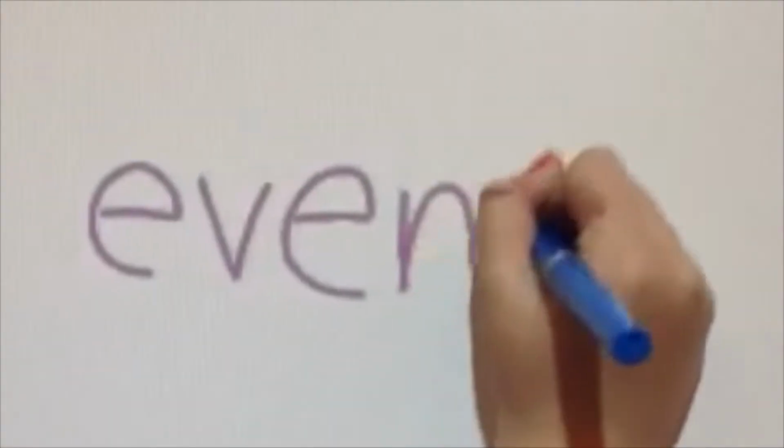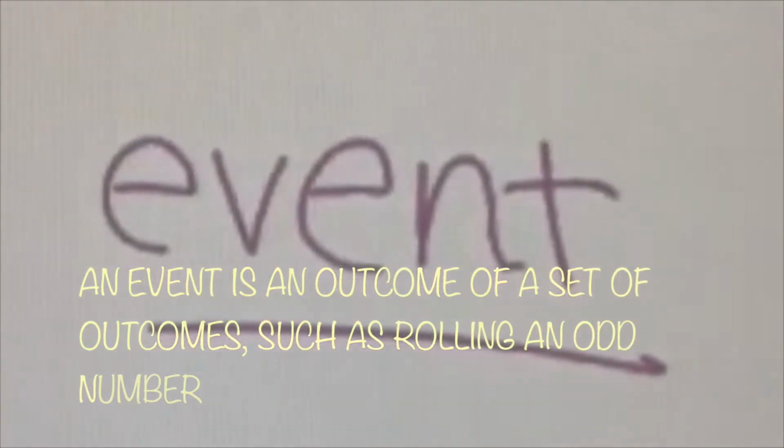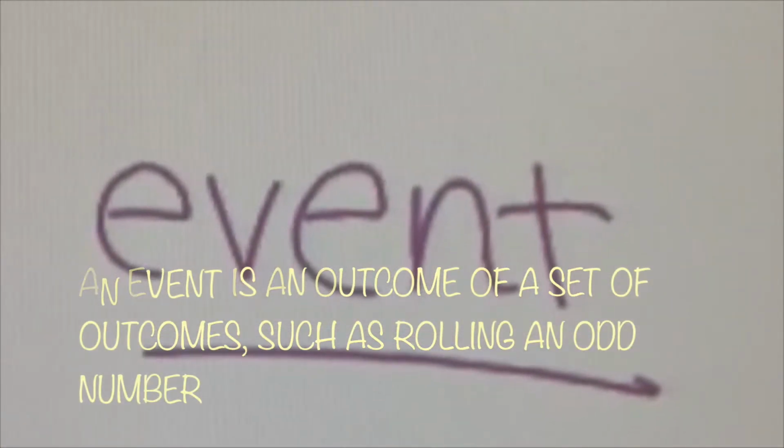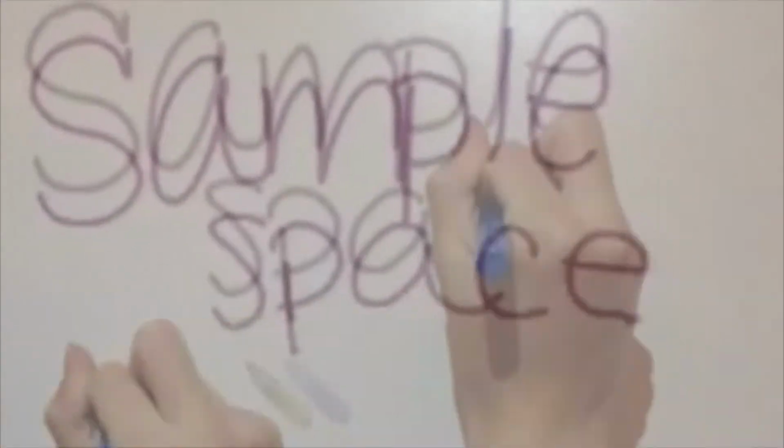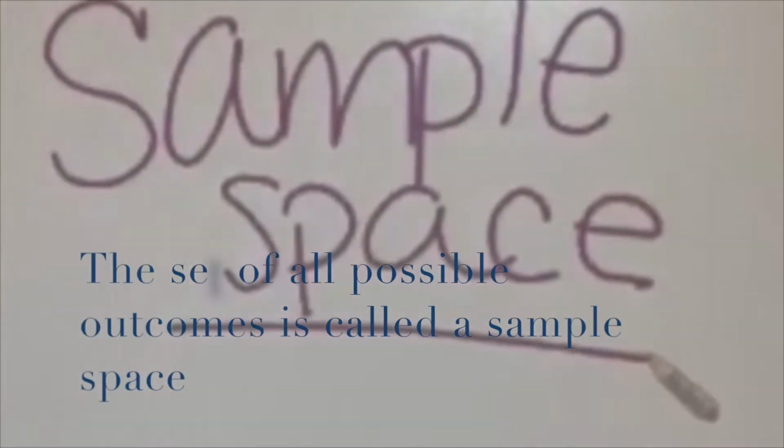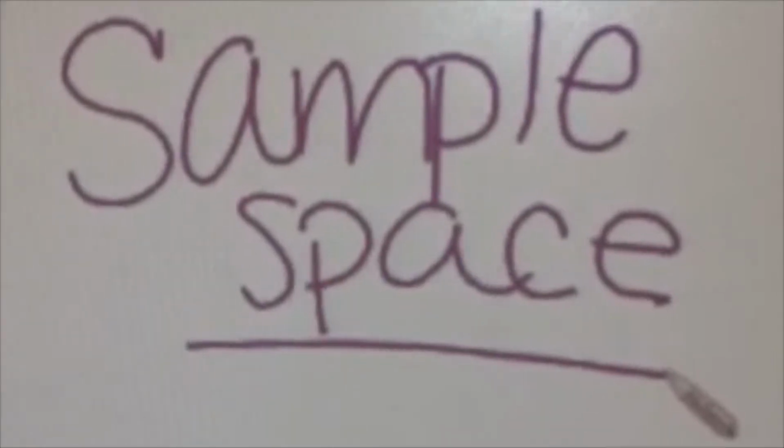results of an experiment. An event is an outcome or a collection of outcomes, such as rolling an object. The set of all possible outcomes is called a sample space.